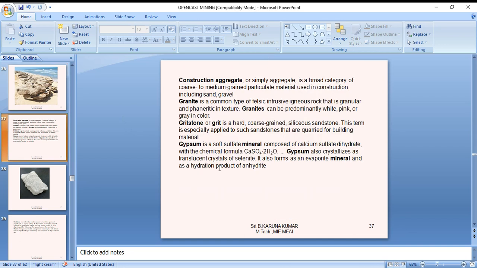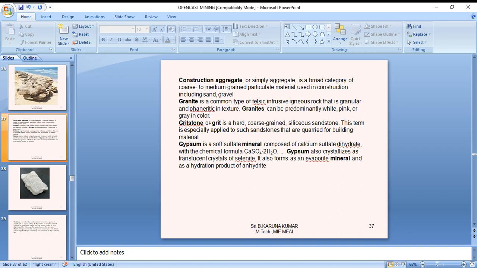Another is the construction aggregate. Aggregate is a broad category of coarse to medium grained particulate material used in construction, including sand and gravel. Granite is a common type of felsic intrusive igneous rock that is granular and phaneritic in texture. Granite can be predominantly white, pink, or gray in color. Gritstone or grit is a hard, coarse grained siliceous sandstone. This term is especially applied to such sandstone that is quarried for building material.